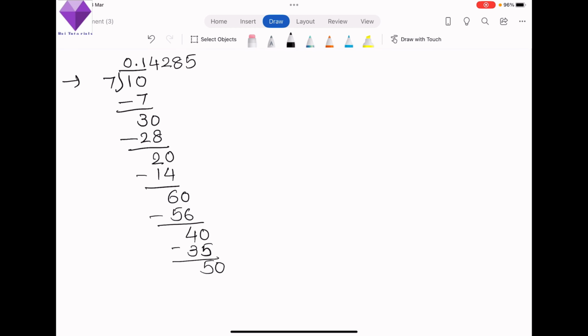5 0, 7 7s are 49, 1. So now you can see the remainder has come 1. So again the whole series will start from here.